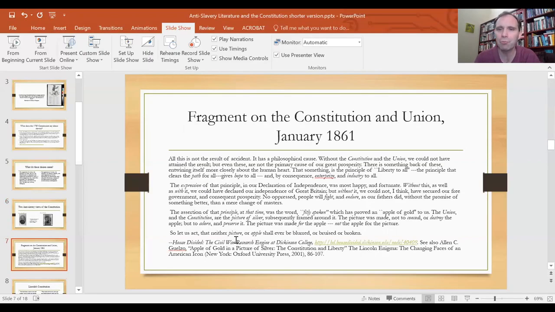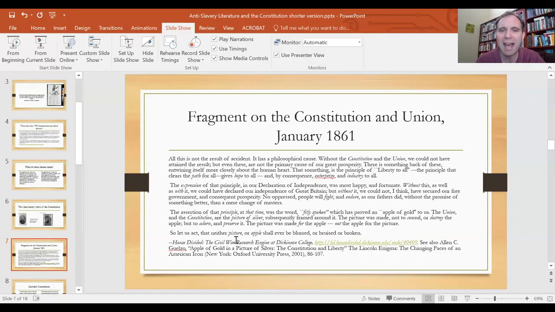And so I want to run through this passage, which is actually a nice example of nonfiction as literature, from Lincoln's fragment on the Constitution and Union from January 1861. This is what Lincoln writes, and you can read along on your slide. "All this is not the result of accident. It has a philosophical cause. Without the Constitution and the Union, we could not have attained the result, but even these are not the primary cause of our great prosperity.